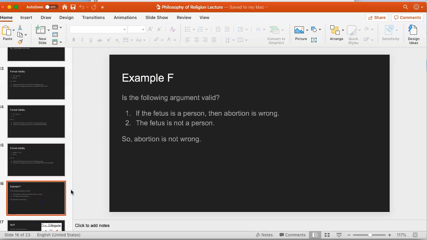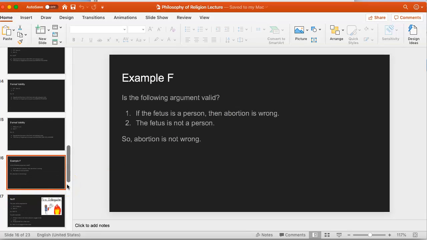Okay, let's turn to example F from the course packet. Is the following argument valid? If the fetus is a person, then abortion is wrong. The fetus is not a person, so abortion is not wrong. Now, you might have been tempted to say that this one was valid, and you might now think that perhaps this is another example of modus tollens. But in fact, it's not quite an example of modus tollens.